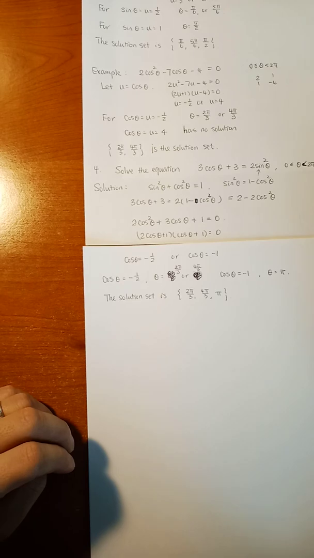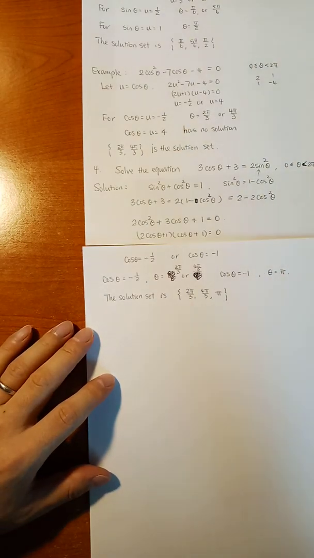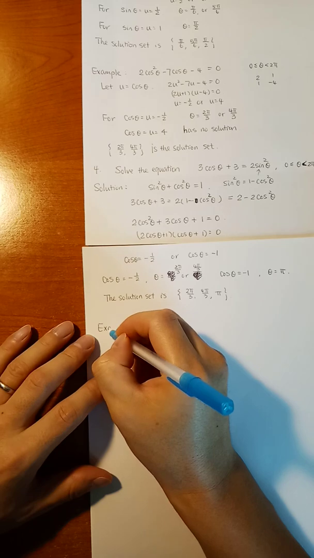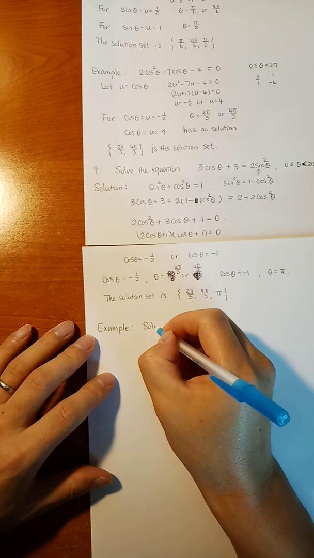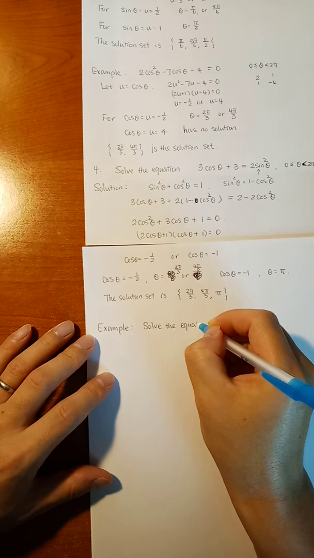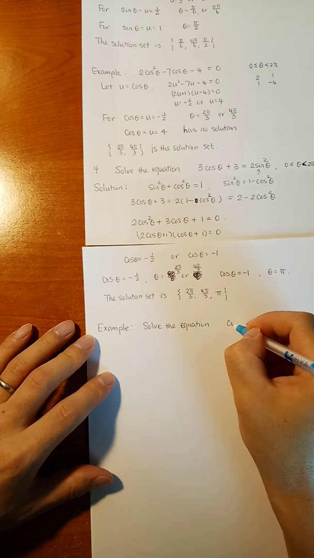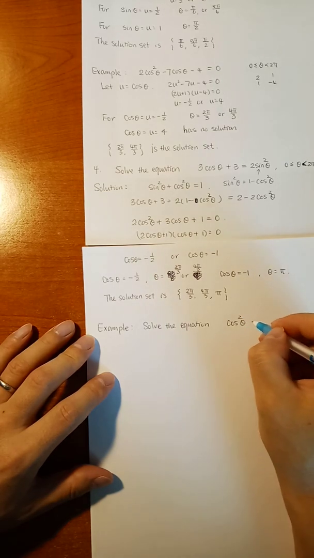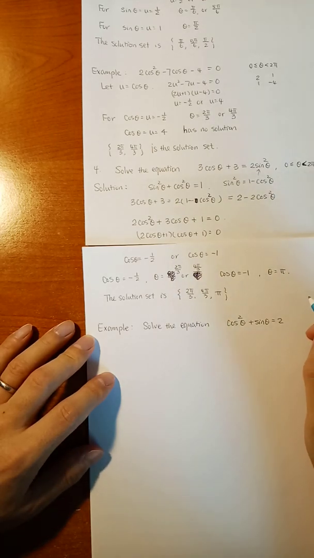Second time. Let's see a second example about this type. For example, we solve the equation cosine theta square plus sine theta is equal to 2, and theta is between 0 and 2 pi.